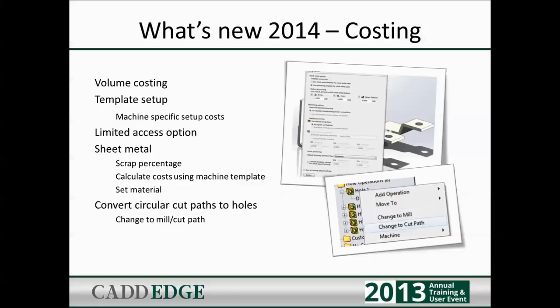With sheet metal, like we saw already, we can do a scrap percentage. We can use a machining template on some costs, and we can set the material in SolidWorks or in costing to SolidWorks. We can convert circular cut paths to holes. It's like we saw earlier with that hole I put in with the hole wizard. It automatically got put in as a cut path. We can actually change that to a hole within the costing module so it calculates correctly.